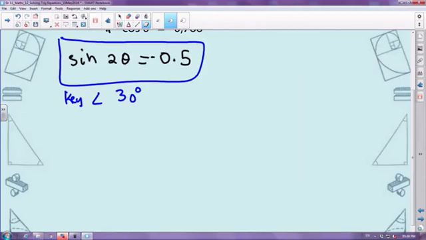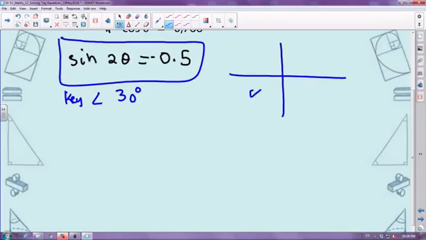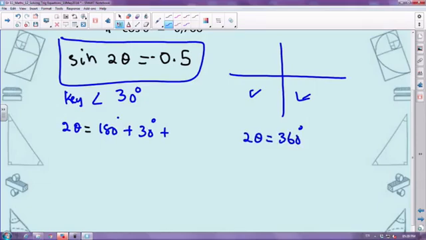Now, we go back again. This minus is saying sine is negative in 2 quadrants. Okay, it's in the 3rd and 4th. So your 2 theta is 180 degrees plus the key angle, right? Plus, or 2 theta is 360 minus 30 degrees plus. Now, guys, why am I leaving a plus here?